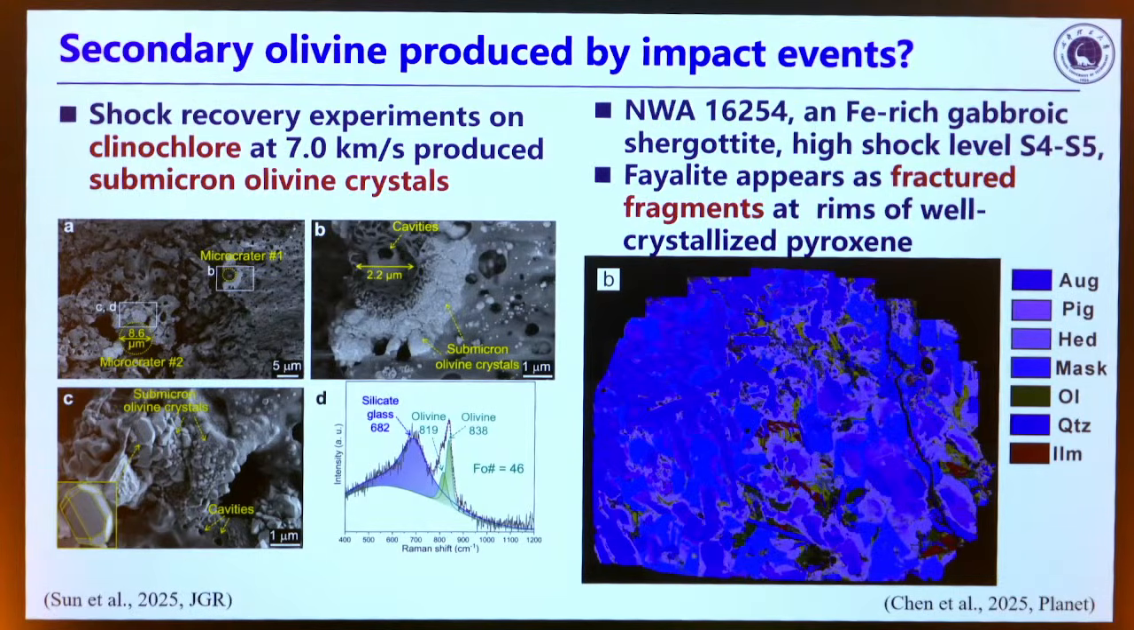And another one is the newly found gabbroic shergotite. It's a very high shock level, and we actually see the fayalite. It's very iron-rich, so the fayalite appears as fractured fragments on the rim of well-crystalline pyroxene, so we think they are secondary. So these bring a new story about the fayalitic olivine. They're not only magmatic, they can form by impact.